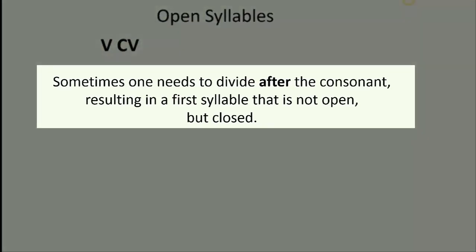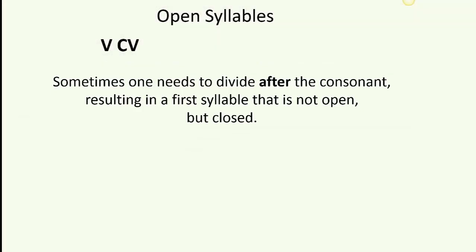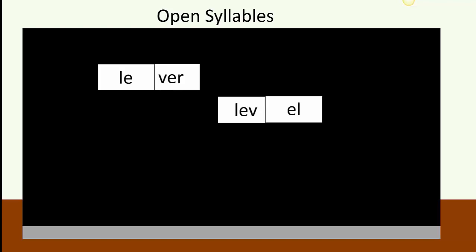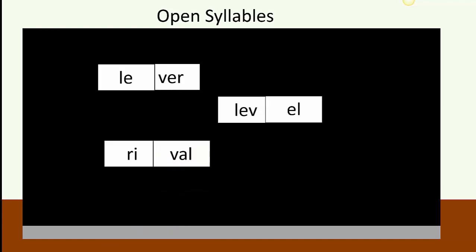When students are secure with the V-CV pattern, the news can be broken to them that sometimes one needs to divide after the consonant, resulting in a first syllable that is not open but closed. This VC-V pattern is less frequent than the V-CV pattern, but still applies to many words. There are several pairs that demonstrate the choice: lever and level, rival and river.